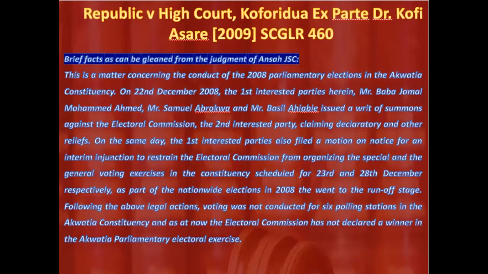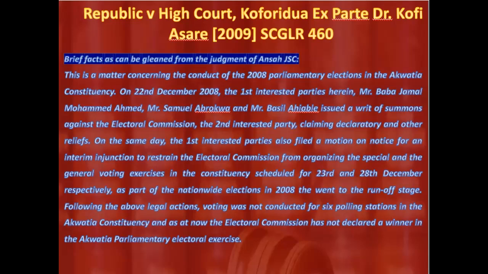And that since no results have been declared, he could bring the action by filing a writ of summons. In this particular parliamentary election exercise, no results have been declared, no person has been declared a winner of the election. And so that is why the lawyer for the plaintiff rather issued a writ of summons in the High Court. And so in the High Court, when the objection was raised that the persons had to rather file a petition and not a writ of summons, the High Court indicated that since no results have been declared, then you cannot have an election petition.